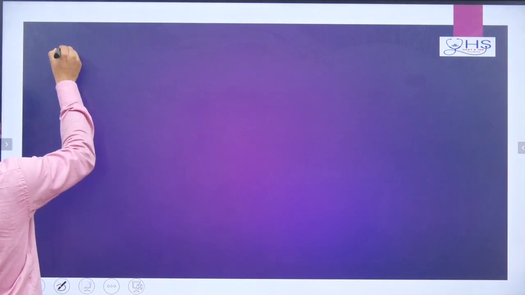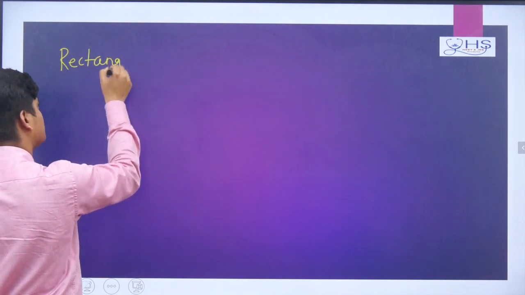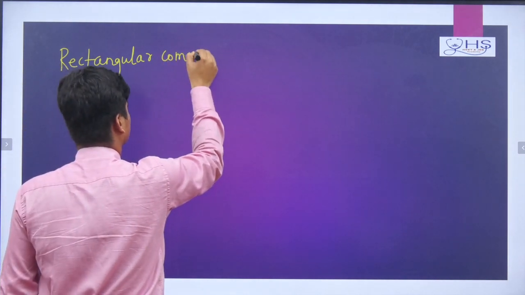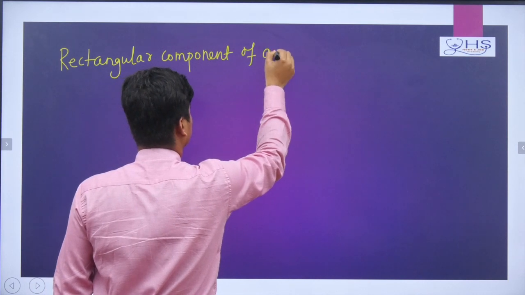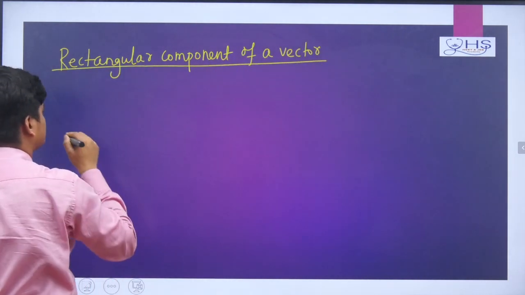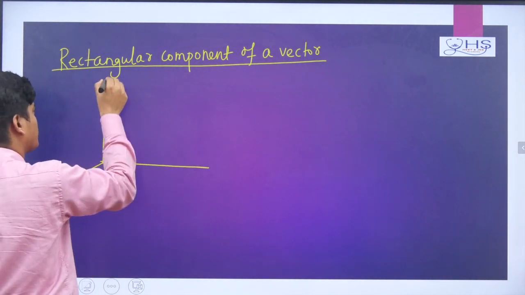Suppose I need to find the rectangular components of a vector in 3D. The same vector will split into three perpendicular axes.